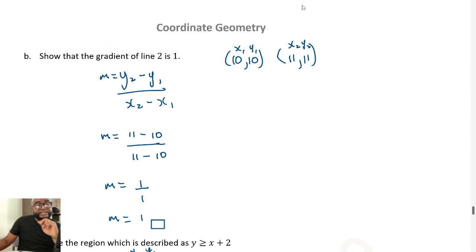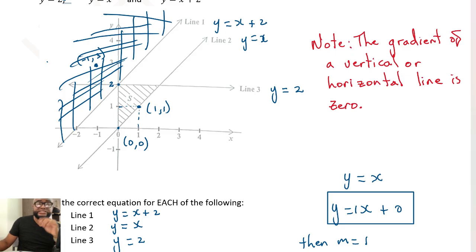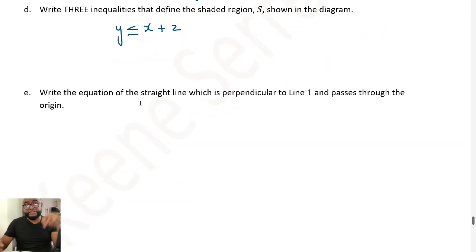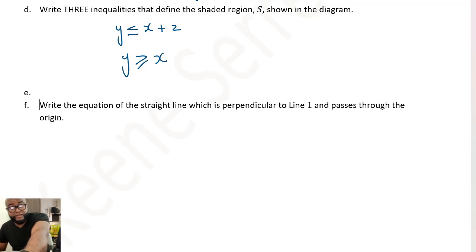Inequality number 2. Let's go to the line y is equal to x, which is this line. Is it above y is equal to x or is it below y is equal to x? This is the line y is equal to x. Is the shaded region above this line or is it below this line? So we use greater than or equal to instead of the equal sign. So we go down. Your second inequality would be y is greater than or equal to x. All with me so far?